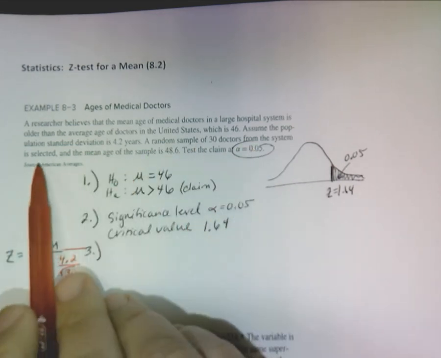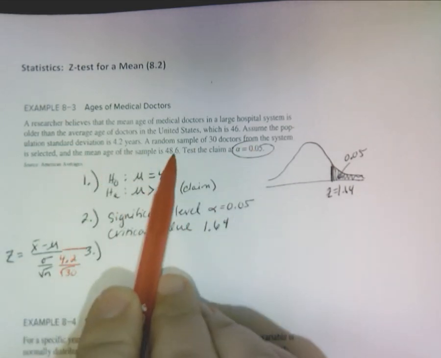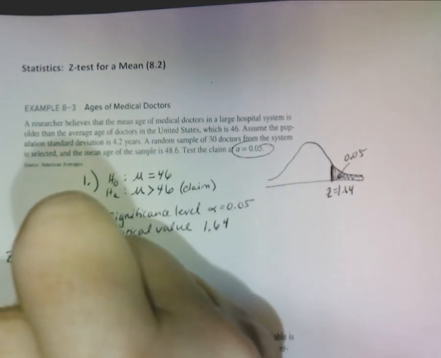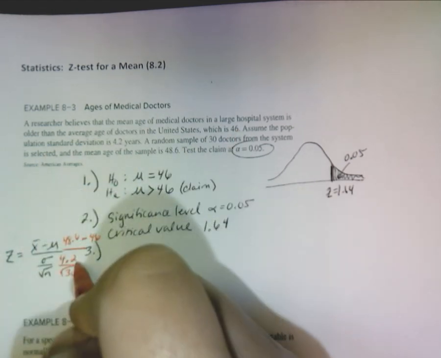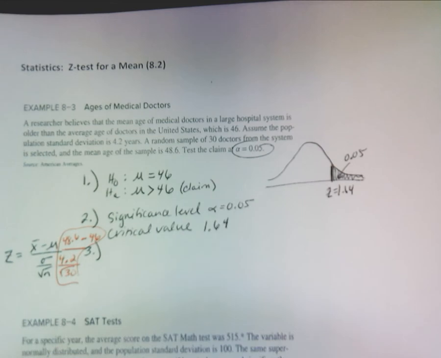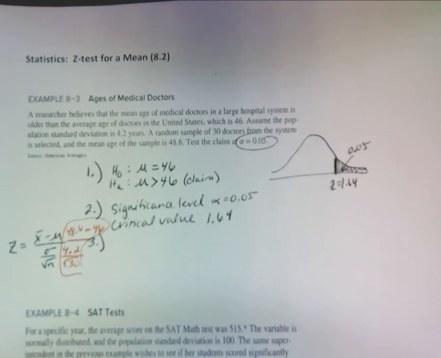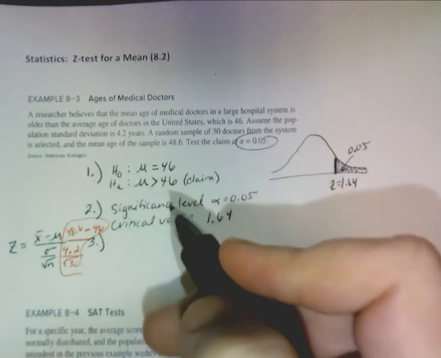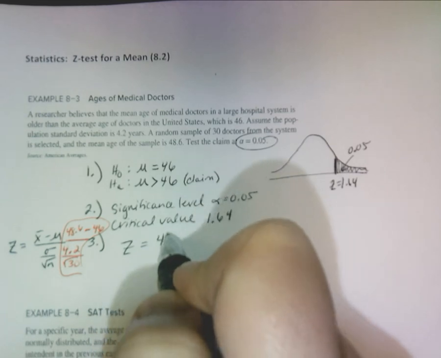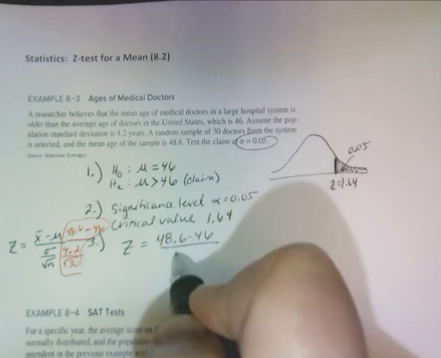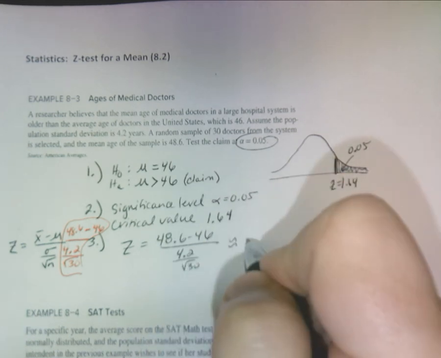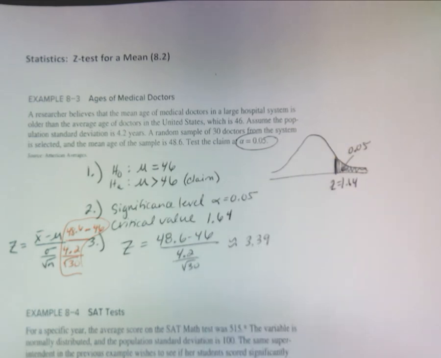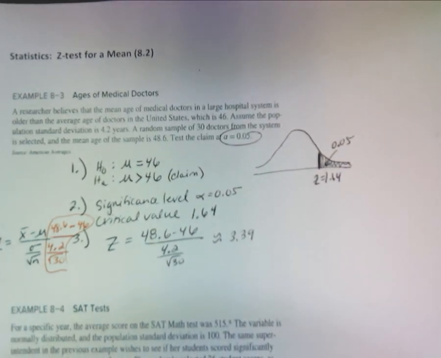And what do we got? It's selected, and the mean age of that sample is 48.6, so this X bar is 48.6. What's the population's age? 46. Sorry for squeezing that in all right there, but you're going to put that in your calculator: 48.6 minus 46 divided by 4.2 divided by the square root of 30. Okay? So let's see what we get there. Z equals, and I get 3.39. Whoa, that's crazy. What does that mean? Okay.